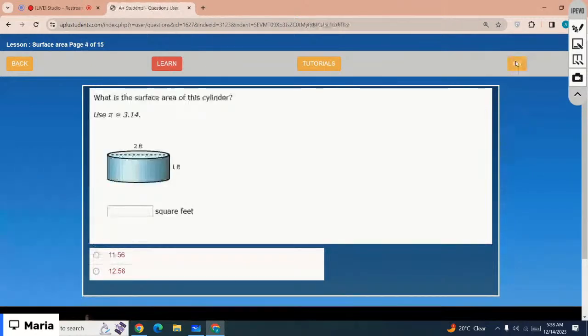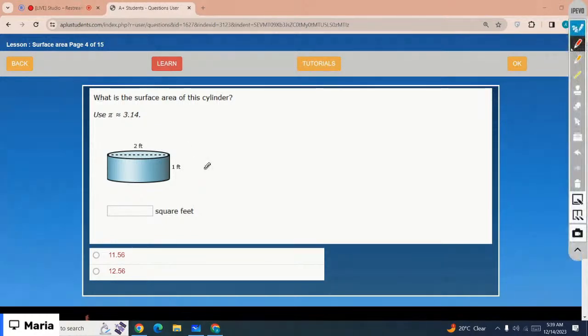Okay, now you are given the cylinder. Let's calculate the surface area of the cylinder. You are given the height 1 and the diameter, that is 2. First of all, we know that this is the diameter, so the radius equals diameter divided by 2. That is 2 over 2. The radius is 1. The height is also 1.